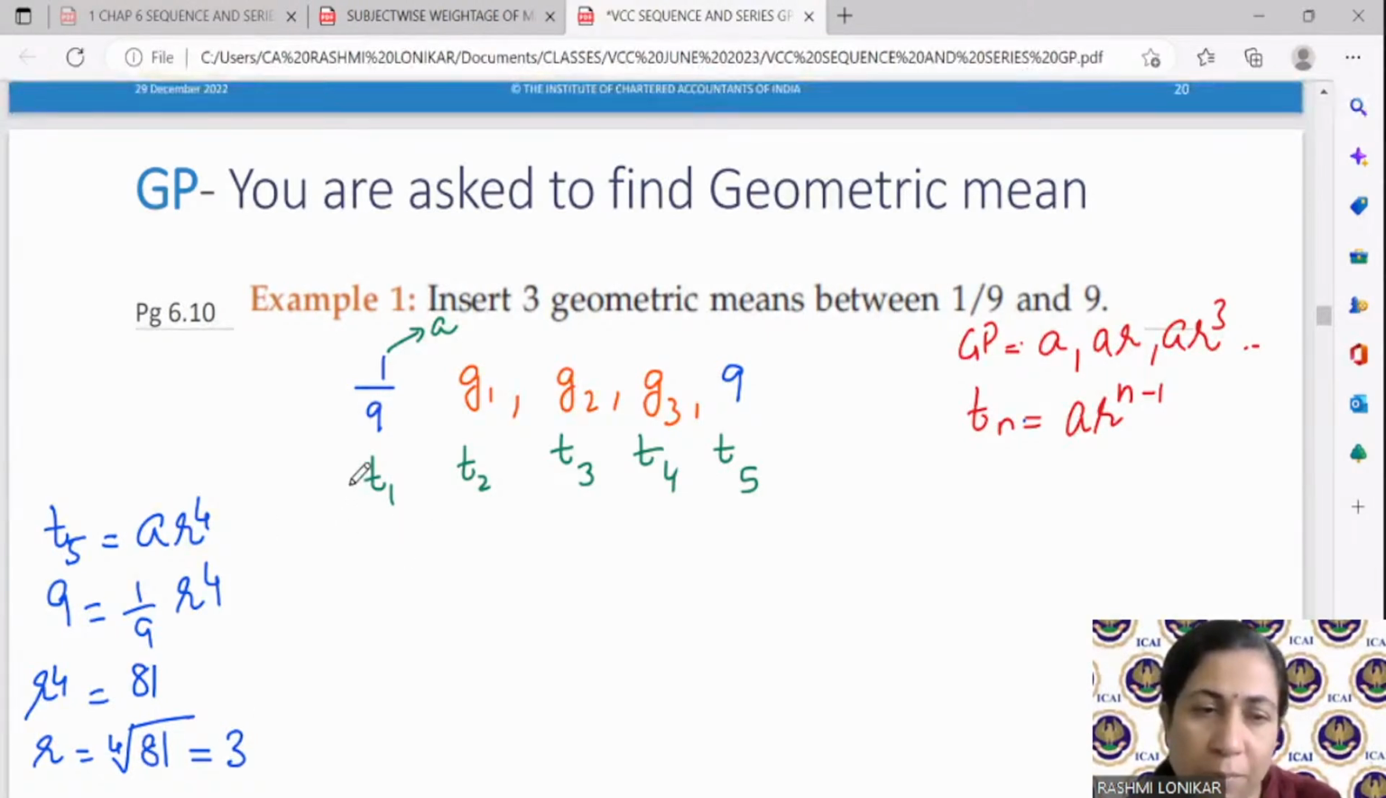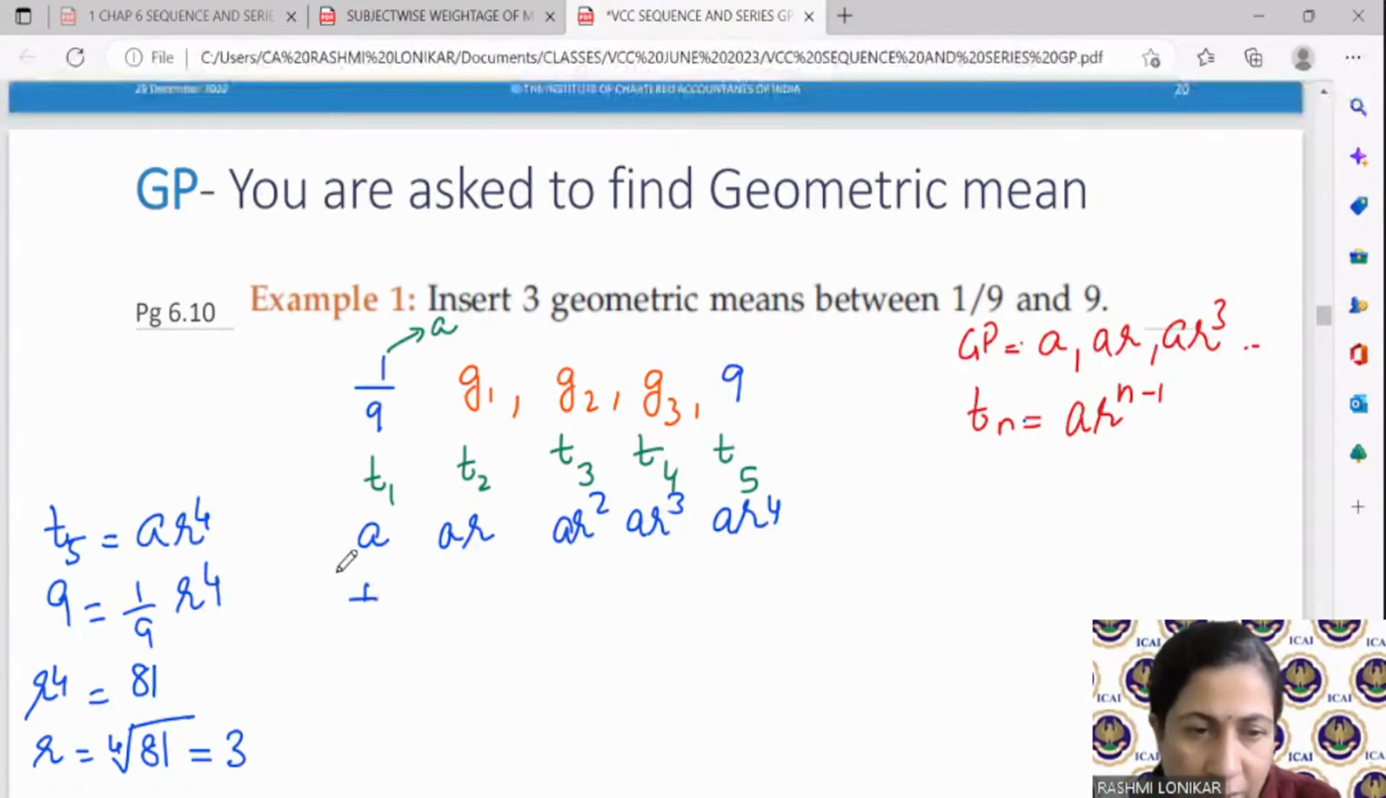A is 1 by 9. So what will be this? The first geometric mean, this is A, this is AR, this is AR square, this is AR cube, and this is AR 4. This is 1 by 9 that I already know. Now let me find this.